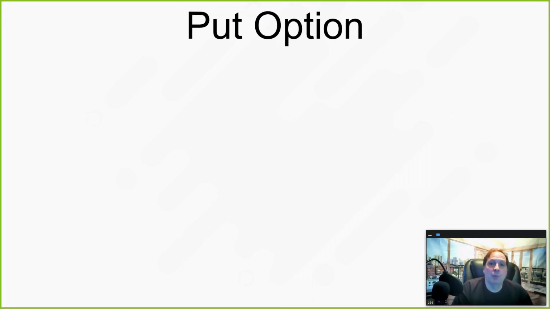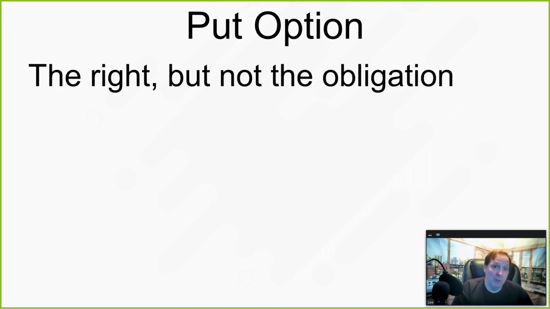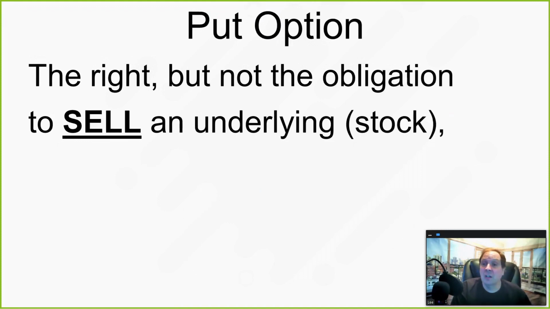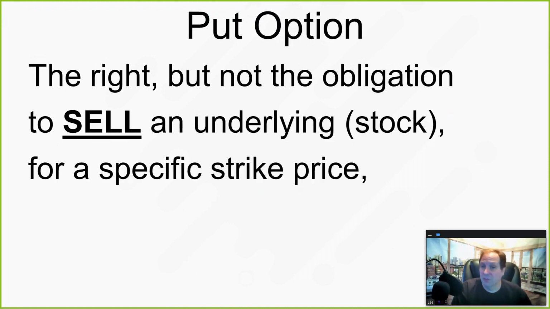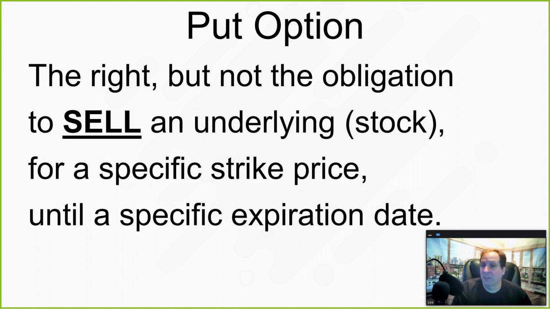Okay, so we have another thing. It's called a put option, which is the exact opposite. It's the right, but not the obligation, to sell an underlying stock for a specific strike price until a specific expiration date. What that means is if you buy a put option, you have the right to force somebody to buy a stock from you at a specific price. So say you buy the right to force somebody to buy the stock for $100. They have the obligation to buy it from you, but you don't have the obligation to sell it to them.